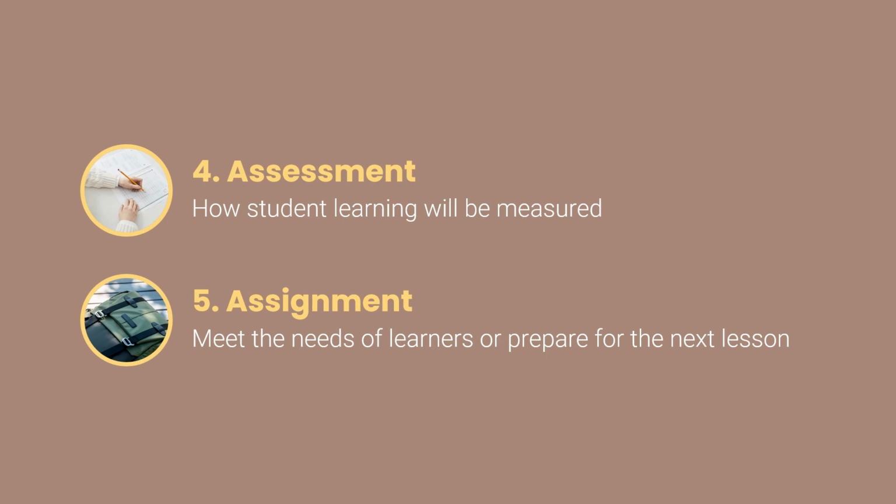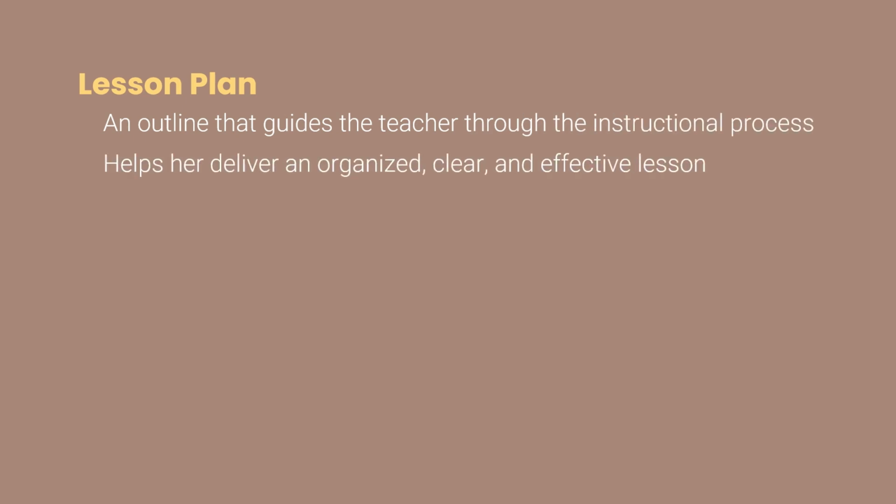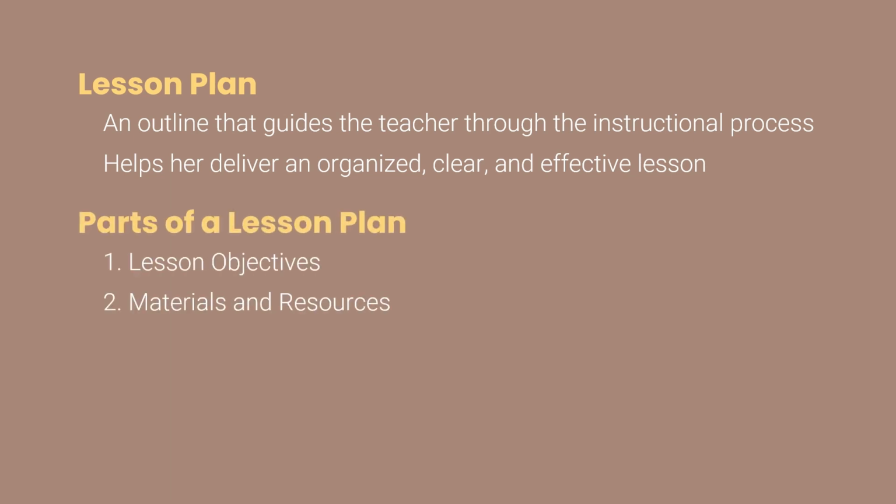To recap, a lesson plan is an outline that guides the teacher through the instructional process. It helps her deliver an organized, clear, and effective lesson. It has 5 main parts, namely lesson objectives, materials and resources, instructional procedures, assessment, and assignment.